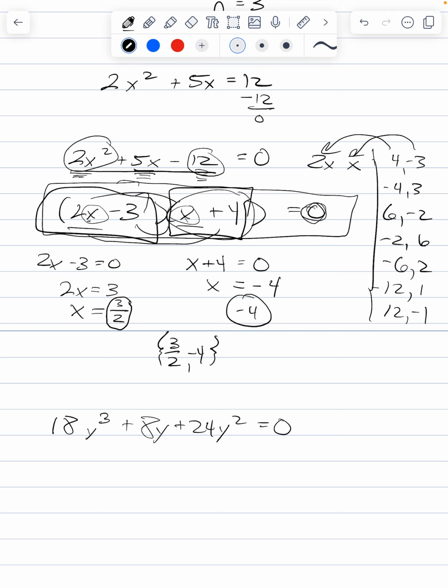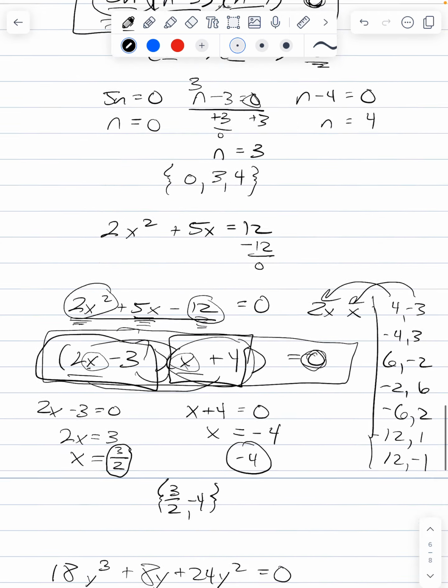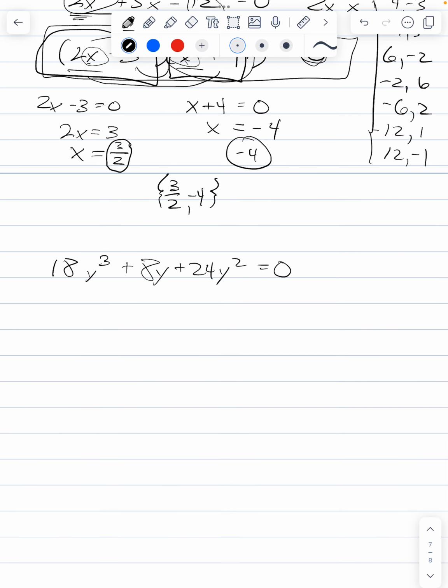Well, remember, first step, look for the greatest common factor in these monomials. The greatest common monomial factor looks like 2, and what degree of y? Yep, just 1. So 2y, and if we do 18y cubed divided by 2y, we get 9y squared. 8y divided by 2y, we get 4. 24y squared divided by 2y, we get 12y. And this whole thing still equals 0.